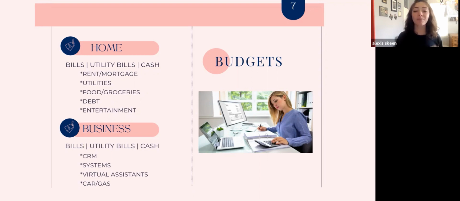We can do the same thing for business. We can break this down between bills, utility bills, and cash. Our CRMs, our systems, our virtual assistants, our cold call campaigns, our marketing campaigns, if we're spending money on gas and we have our toll tag linked to our account. There's so many things that add up throughout the month. We want to make sure that we're tracking it so we know how to allocate our money.